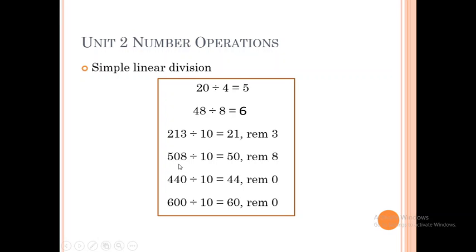Now the second one, 508 divided by 10. This 50 is the quotient and the last number at unit place, 8, is the remainder. 440 divided by 10. 44 is the quotient and 0 is the remainder. 600 divided by 10. So 60 is the quotient and the last one present at unit place, 0, is the remainder. Such type of question you will get in objective exercise.